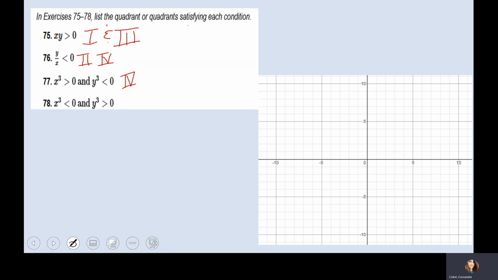In number 78, last but not least on this slide, this actually reverses number 77. If you take x cubed, they're telling you x cubed comes out less than 0. Well, I know I'm definitely using this part of the x-axis. Y cubed has to be positive, so this part, so it must mean I'm in quadrant 2.